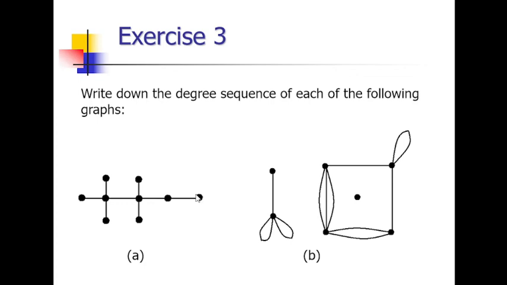How do you solve this type of question also? Write down the degree sequence of each of the following graphs. It is having a degree sequence 1, 4, 1, 1, 1, 4. So if I consider one, same here I find out the degree.